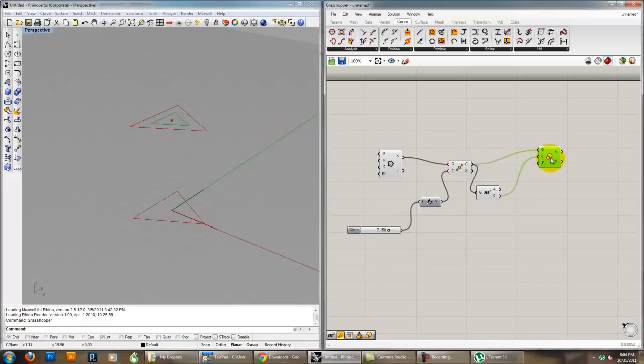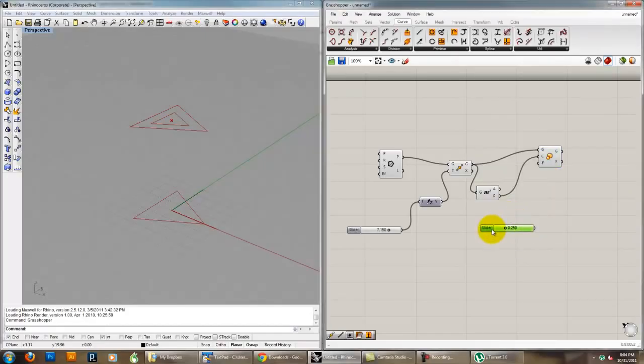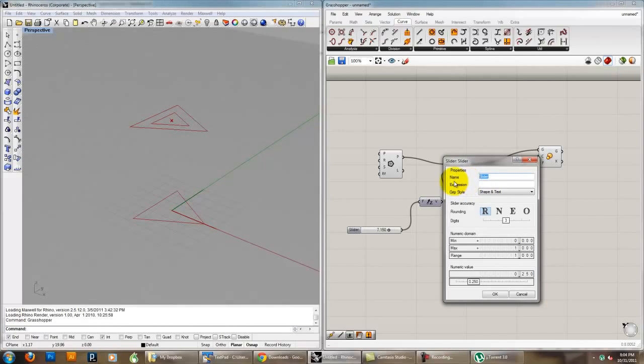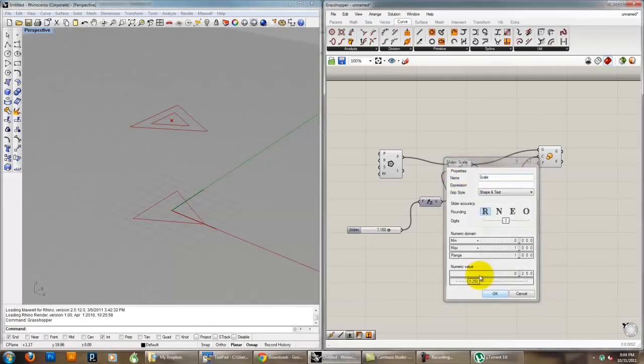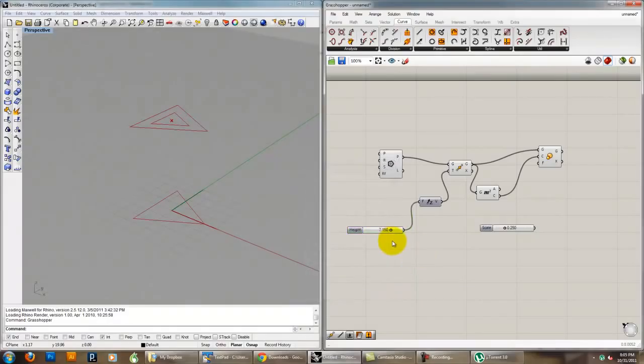Now, what we didn't talk about is the scaling factor, which is a number, and you can control that with a number slider. So we can make a number slider. I'm just going to call this scale. Let's call this height. I don't do a very good job of naming these, but I really should for you guys. So, scale. Now, you'll notice something about scale that needs to be explained.